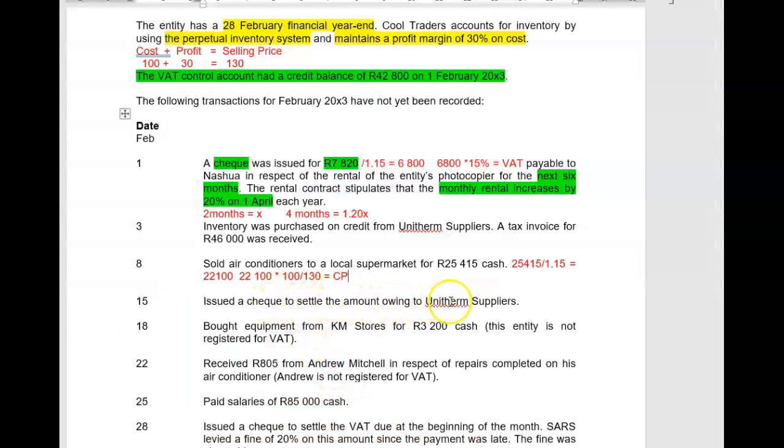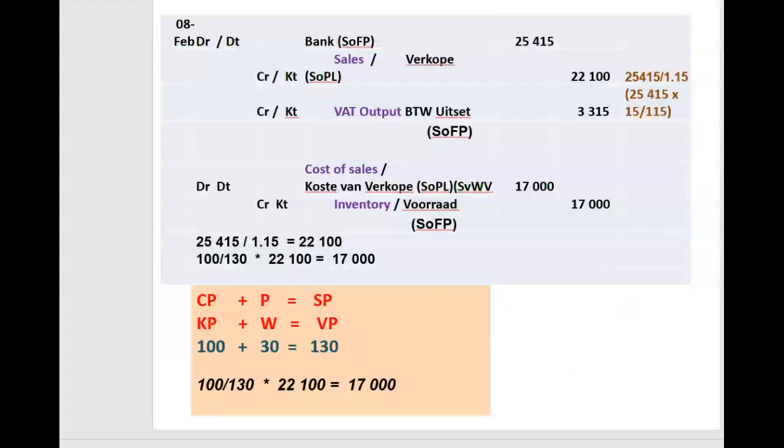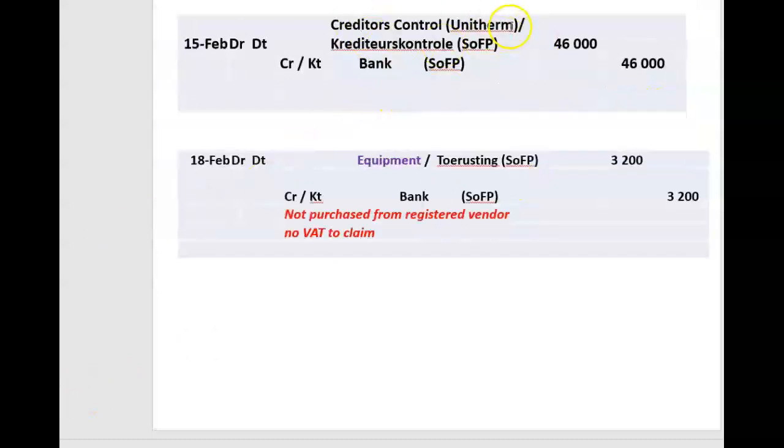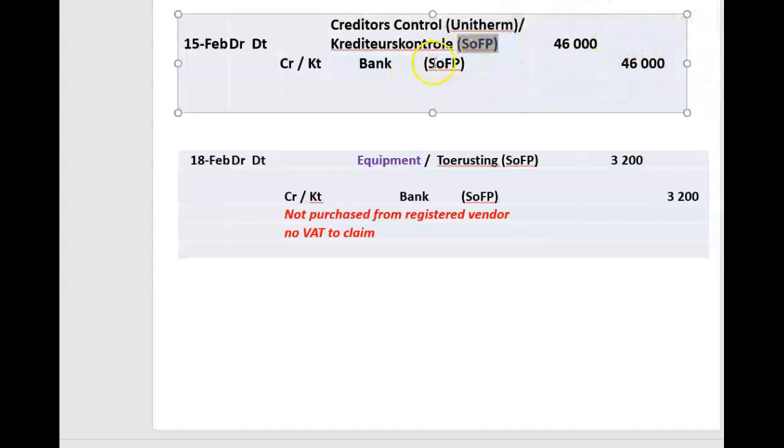Issue the check to settle the amount owed to Unitherm suppliers. Now remember that's a 46,000. Now obviously that is only to settle this outstanding bill, this creditor of 46,000. So if I want to settle that account, I have to debit that account to get it out of the books. So I'm going to debit creditors control statement of financial position 46,000. I'm going to credit bank statement of financial position 46,000. Remember, if you don't give me the statement indication, no marks for that whole line item.